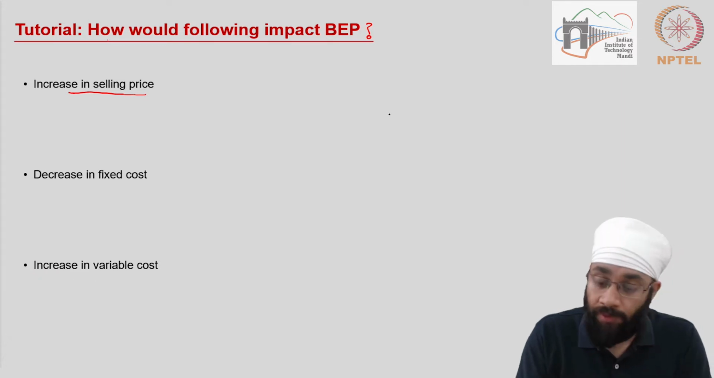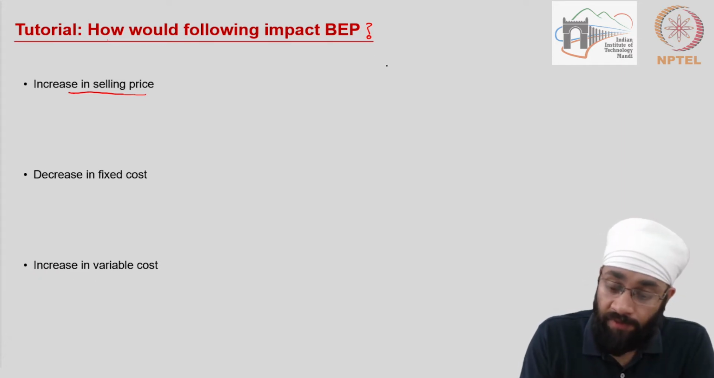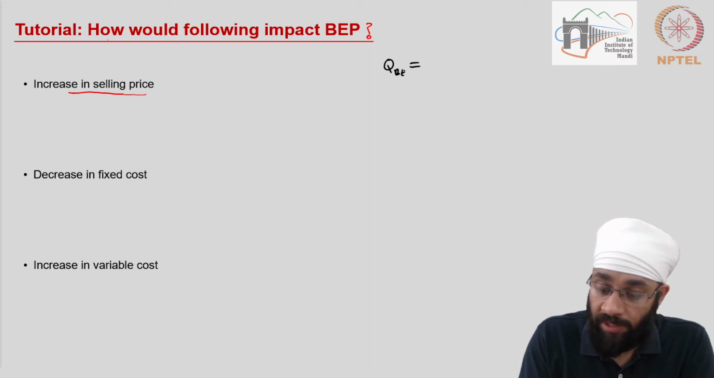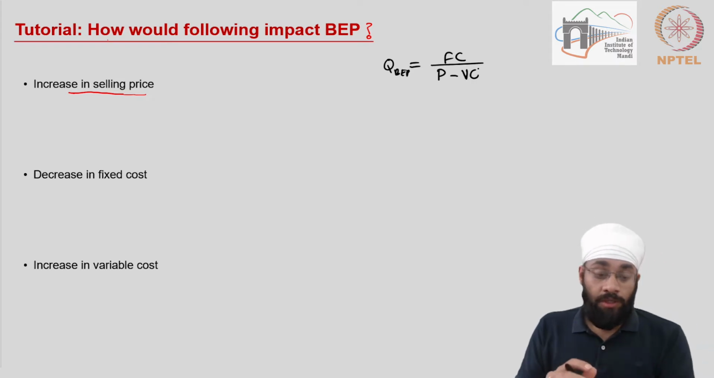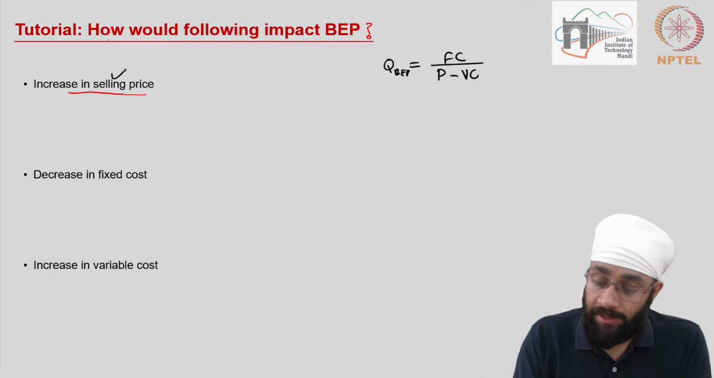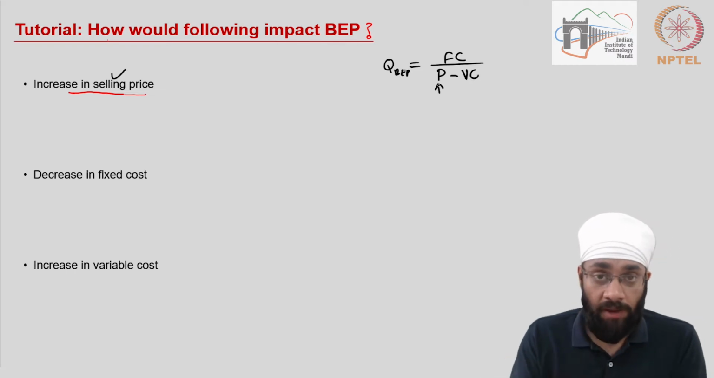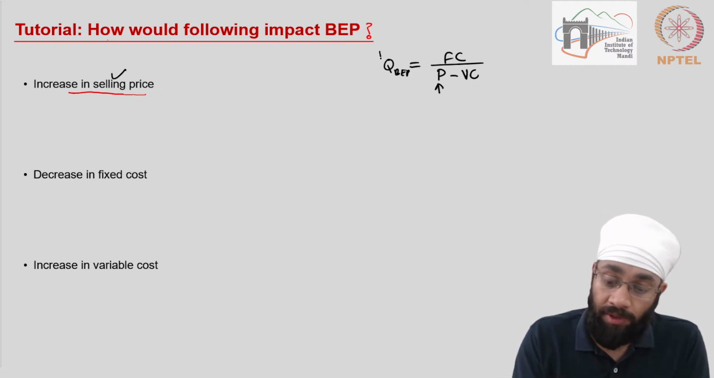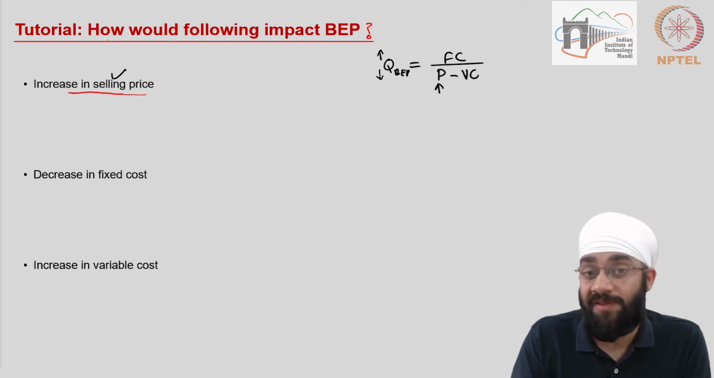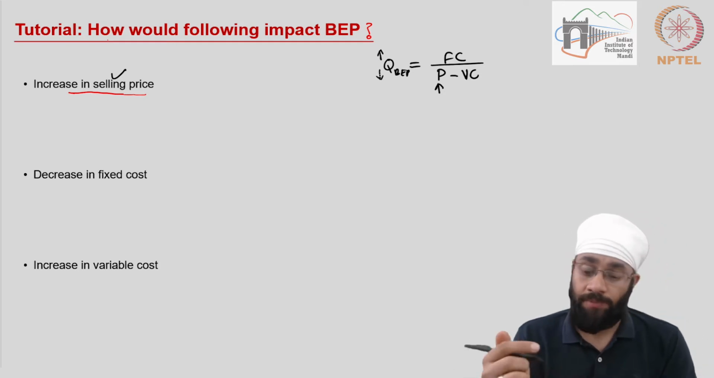So all you have to do is write out the formula for break-even point, which is equal to quantity of break-even point, which is equal to fixed cost divided by P minus the VC. Now, if selling price is increasing, which means P goes up, then is the quantity of break-even going to go up or going to go down or stay the same? These are three possible options.